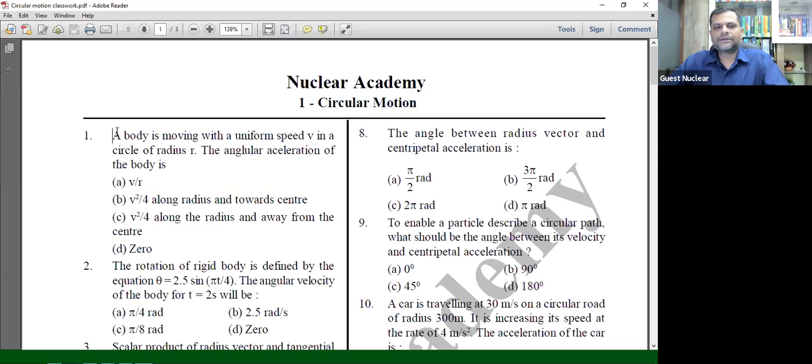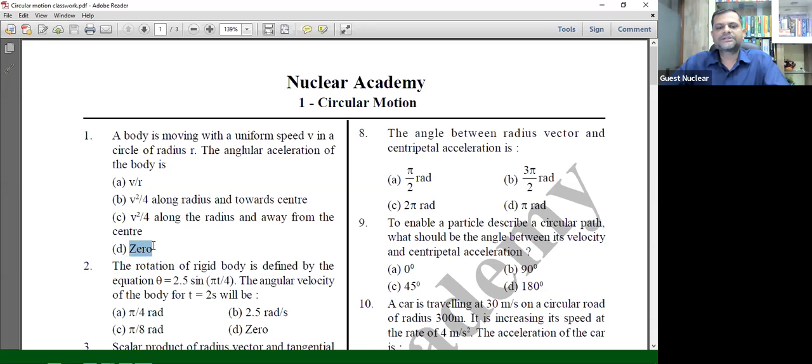ठीक है, तो देखो यहाँ पे से जो सबसे पहला MCQ हम देखेंगे, the body is moving with a uniform speed v in a circle of radius r. Then the angular acceleration of the body is, angular acceleration कितना होगा, यूनिफॉर्म स्पीड से अगर वो मूव कर रहा है तो एंगुलर एक्सेलरेशन तो जीरो होगा, बिल्कुल.